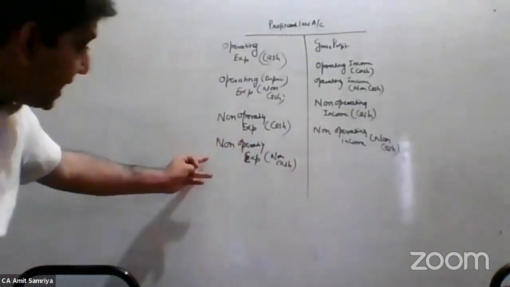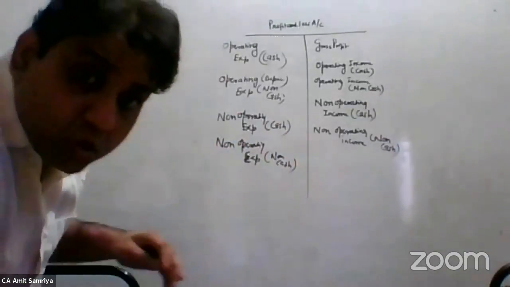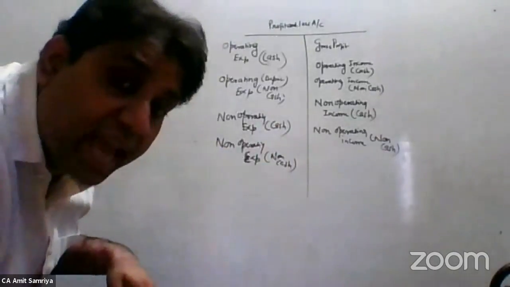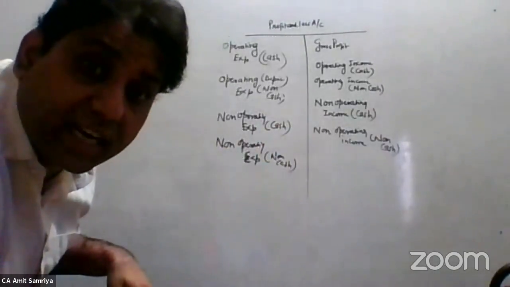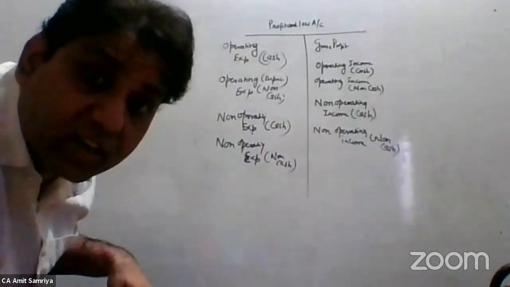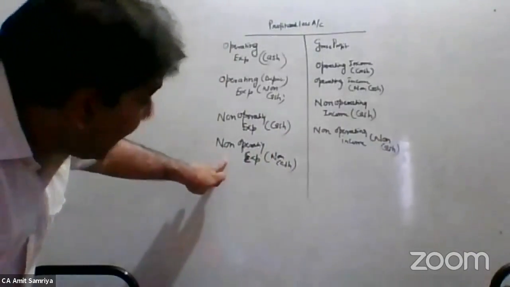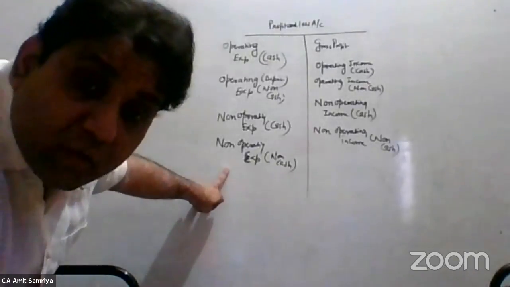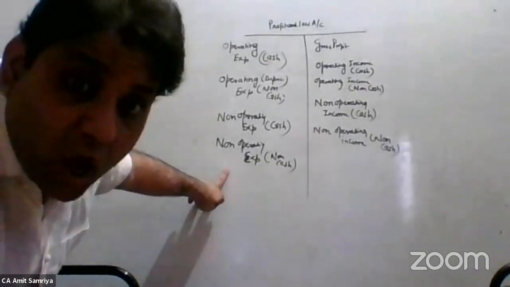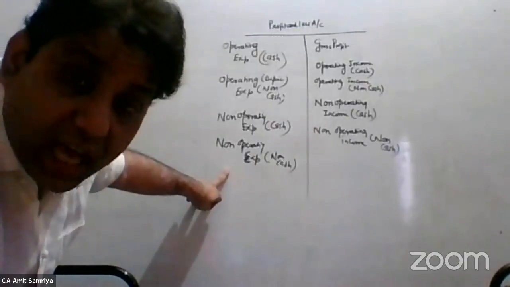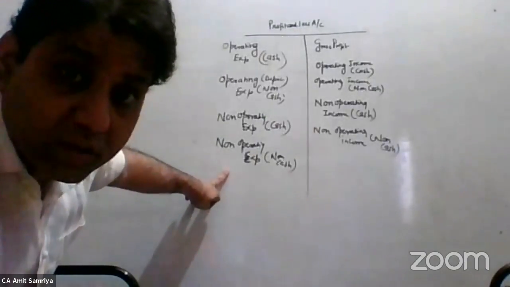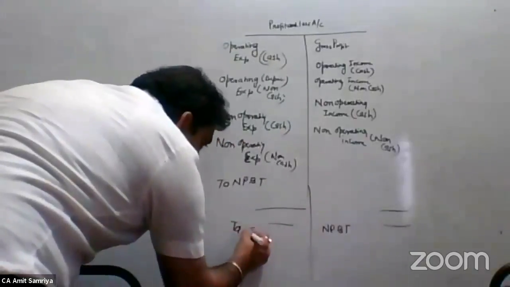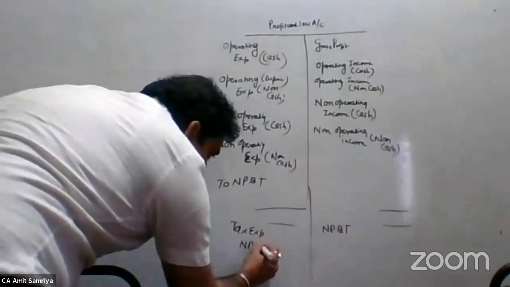Loss on sale of fixed asset. Loss on sale of furniture. Student, you should remember that profit on sale of fixed asset is always in cash. If rupees 100 is sold at 110, you will realize 10 rupees profit in cash also. But if a rupees 100 asset is sold for 90 rupees, there is a loss of rupees 10, and this is a non-cash loss, because the loss is there only because you don't receive the cash. Then from net profit before tax, you will deduct tax expense, you will get net profit after tax.